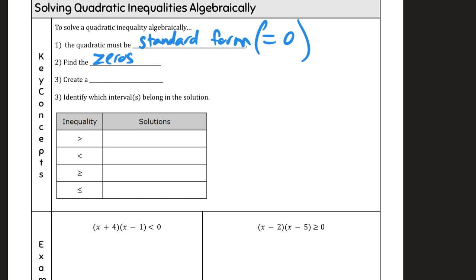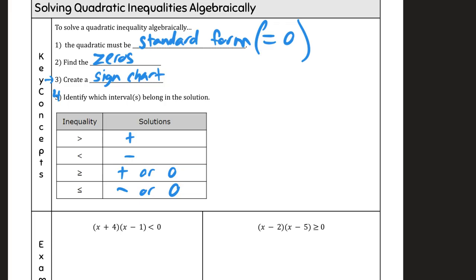The new part for today is going to be, this step 3 is going to be create a sign chart. And then once you have the sign chart, step 4, right, is going to be basically reading your sign chart to determine which intervals belong in the solution. Okay, so again, if we're greater than, we're looking for where is the function positive. If we're less than, we're looking for where is the function negative. If we're or equal to, we're greater than, positive, or equal to 0. And then less than would be negative or equal to 0.